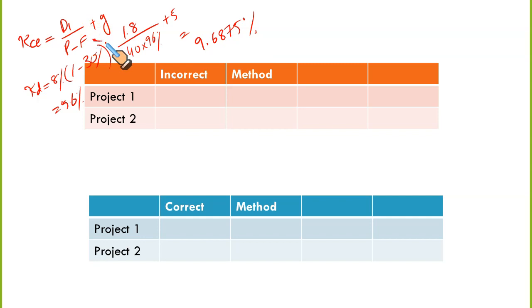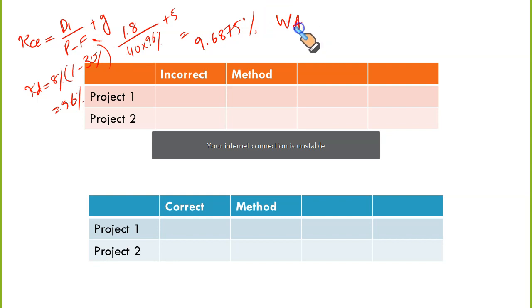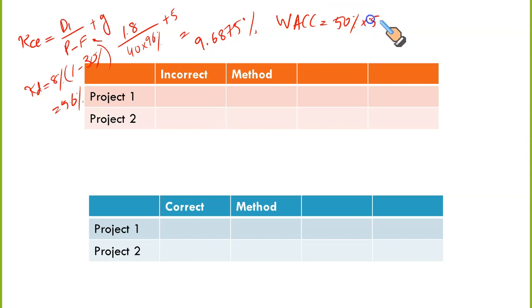Next step is we need to calculate the weighted average cost of capital, WACC. 50% of the cost of debt, that is 5.6. Already after tax, I don't need to do it again. And 50% of 9.6875. Calculate the weighted average cost of capital 50/50. It will give me 7.64375%. This is the discount rate, quite extended one, I didn't round it off. This is the discount rate you will use in discounting.